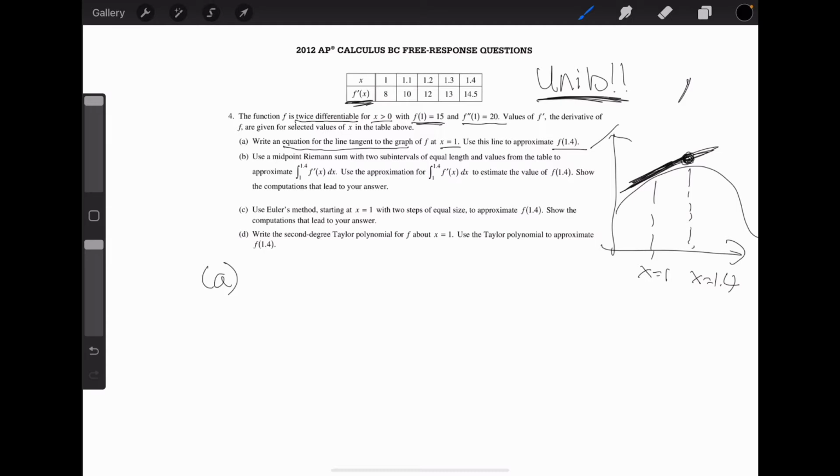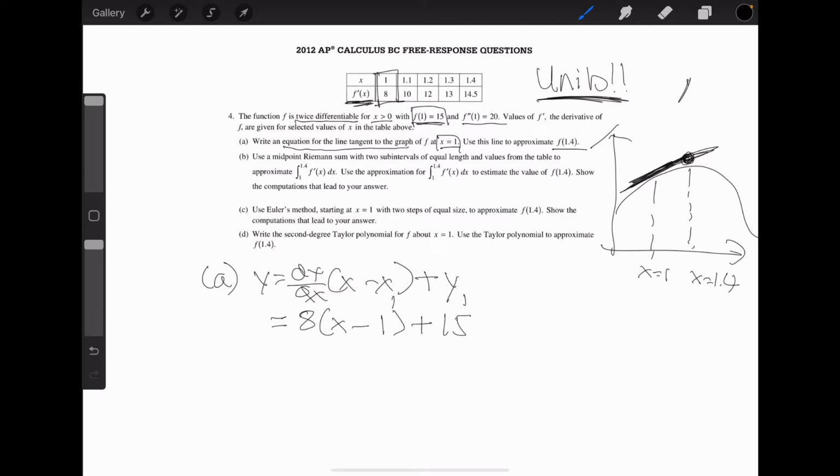To write an equation, we're using the point slope formula, y equals dy dx, the slope, times x minus the x value, plus the y value. In this case, dy dx can be found on the table at x equals 1, which is 8. Then we're multiplying it by x minus 1, which is what x is equal to in this question, and adding what y is equal to at x equals 1, which is 15, seen above here. This is our tangent line, and on the exam, you'll get 1 point for this. But this is not the entire question, so be careful and read all of the parts.